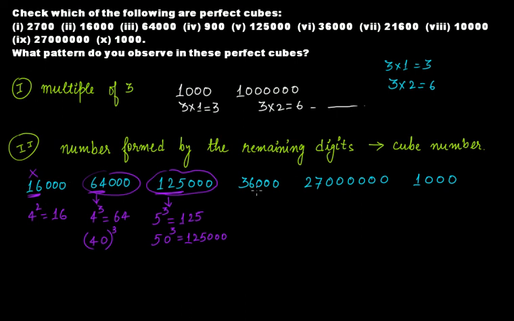Here it is 36,000. We have 3 zeros. The first condition gets satisfied, but this 36 is not a cube number. This is a square number. 6 squared is 36. Okay, here we have 6 zeros. But this number 27, is this a perfect cube? Yes, this is a perfect cube. This is 3 cubed is equal to 27. So this number is a perfect cube of 300.